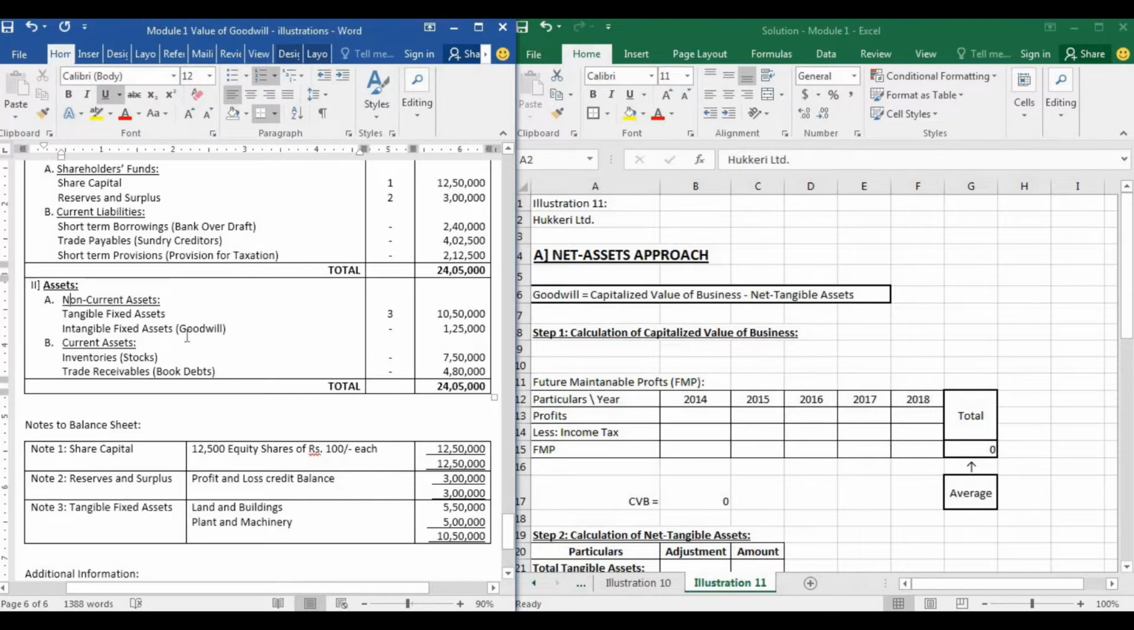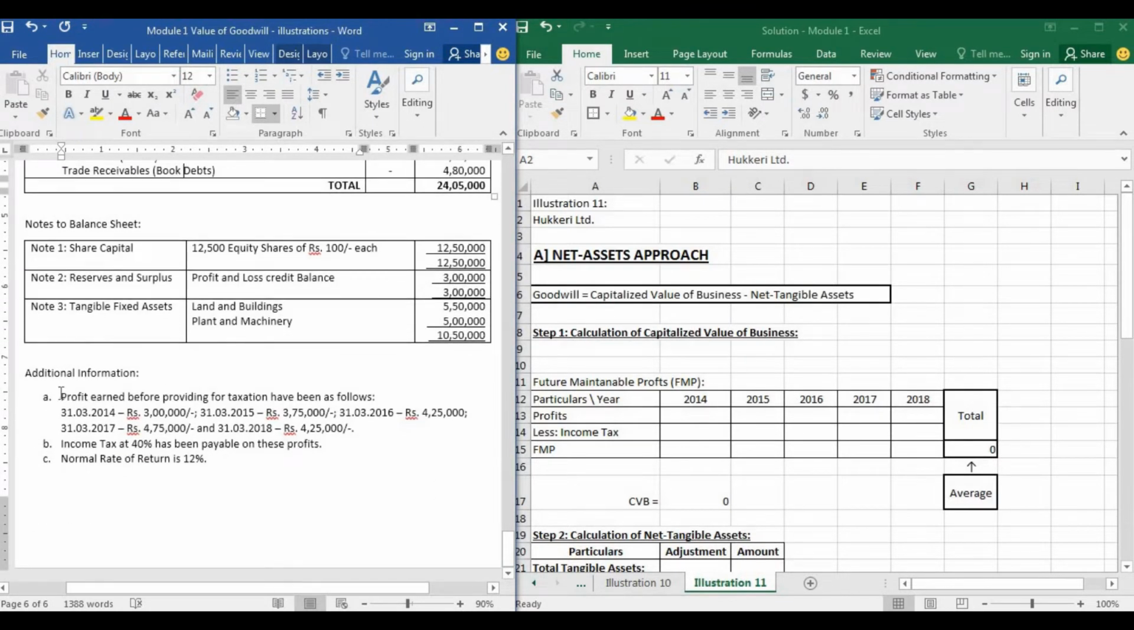On the asset side, we have goodwill as intangible asset. Then they have given us 2 tangible assets, land and building, plant and machinery. Then we have current assets as stocks and book debts. Book debts is nothing but debtors. Then we have some additional information here. They have given us profits of 5 years. And they have told us that the income tax is charged at 40%, which is yet to be charged on the profits mentioned above. And the normal rate of return is 12%.